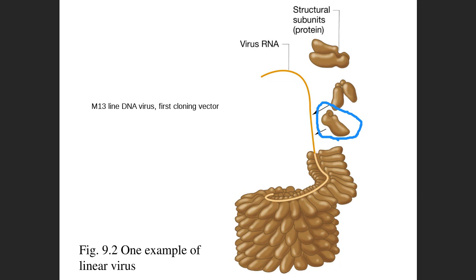So the M13 is the first cloning vector, and since it's linear, if you put a foreign gene in there, it just gets longer. So it doesn't really matter. That was the first experiment in which they were able to insert a gene. But it's very difficult to use, and later on we migrated to plasmids, which are much easier to use. So that's a little bit of interesting history.